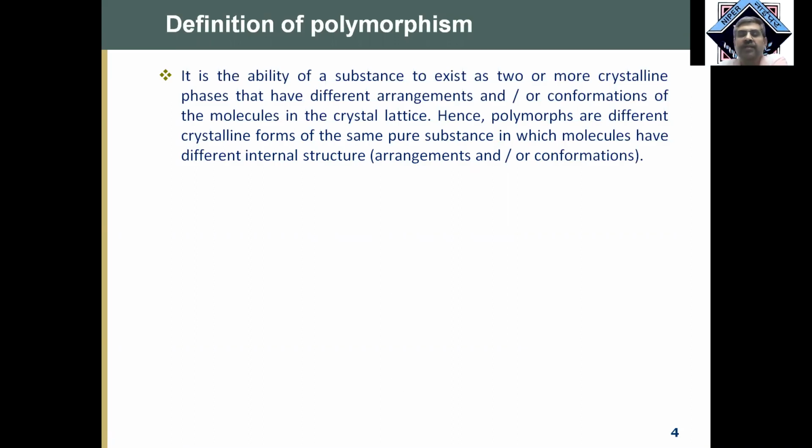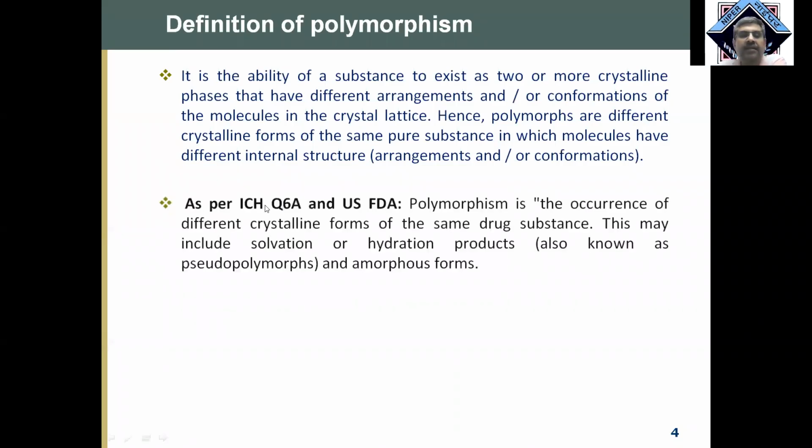The important aspect to remember in this definition is that polymorphs are crystalline in nature. If there are two polymorphic forms of a drug, it means there are two crystalline forms which have different internal arrangement in the crystal lattice. As per ICH Q6A and US FDA, polymorphism is the occurrence of different crystalline forms of the same drug substance. This may include solvation or hydration products, also known as pseudopolymorphs, and the amorphous forms.